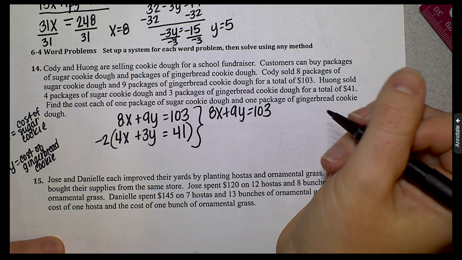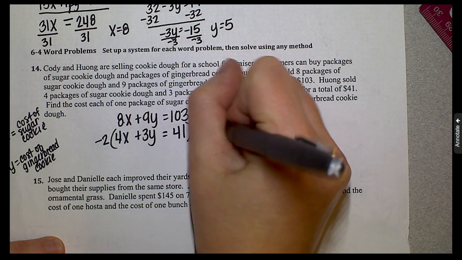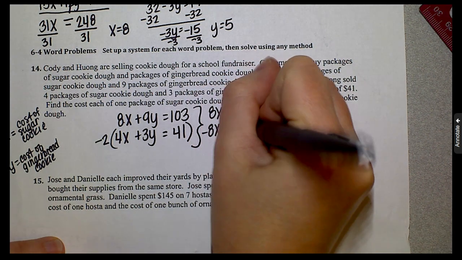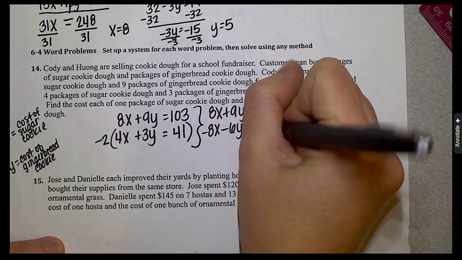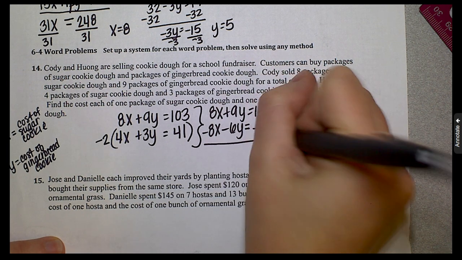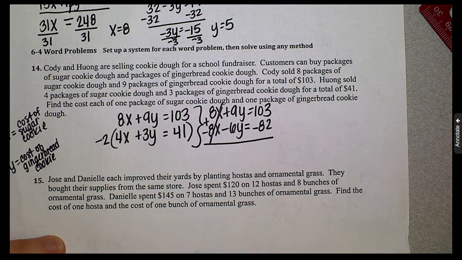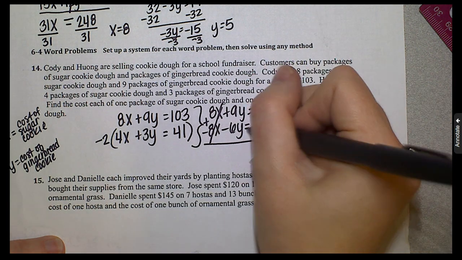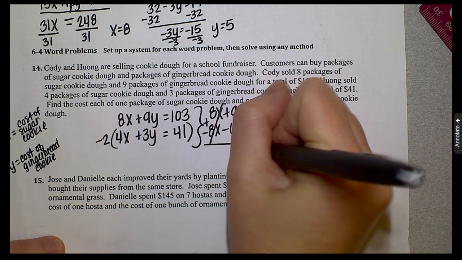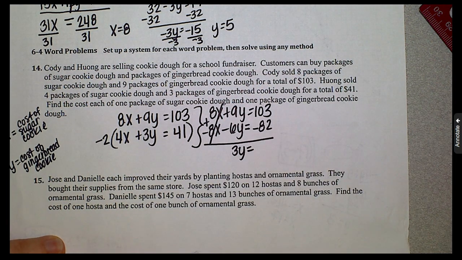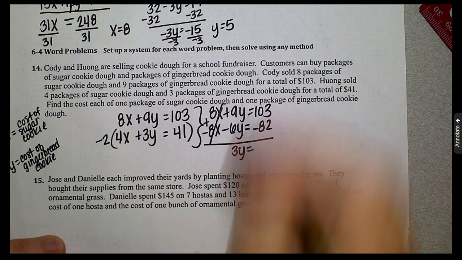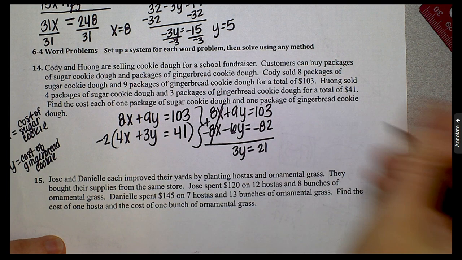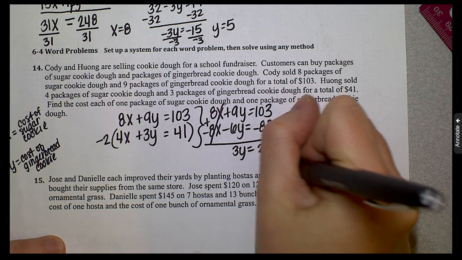Just be careful and stay organized. That will give me negative 8x minus 6y equals negative 82. And now I can add. We got a little elimination going on. We got 3y equals 103 minus 82. Oops, I didn't say that. It must be 21. So y equals 7.